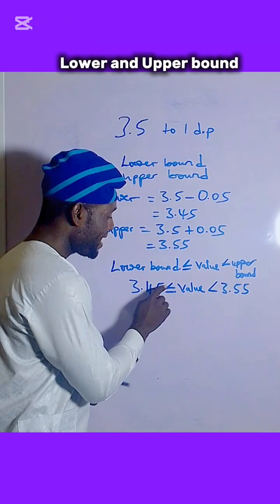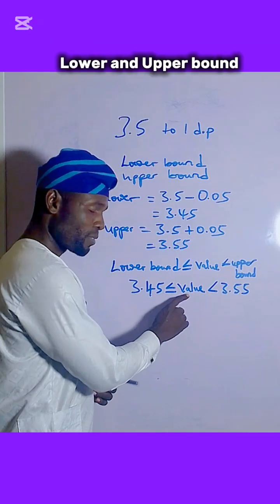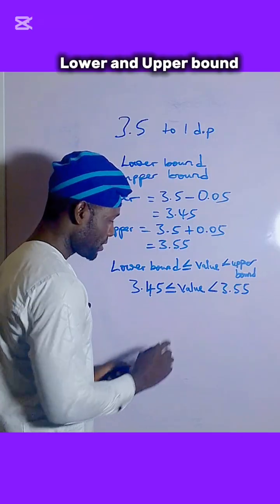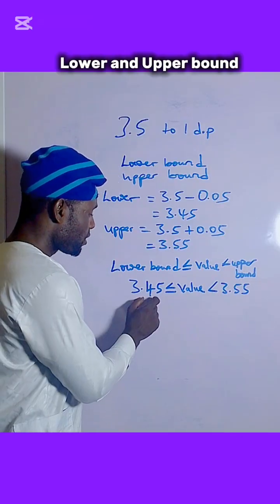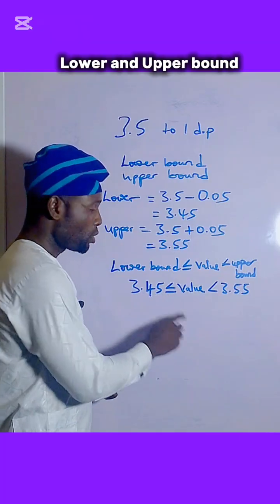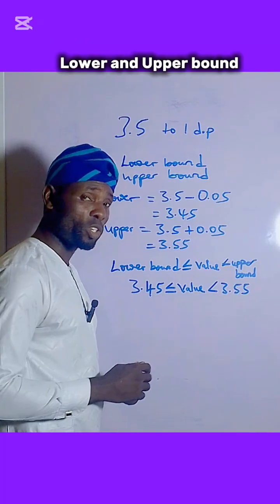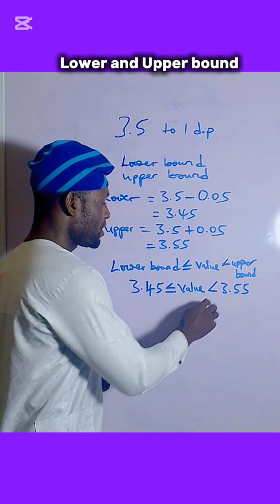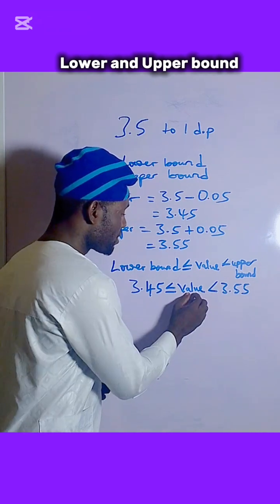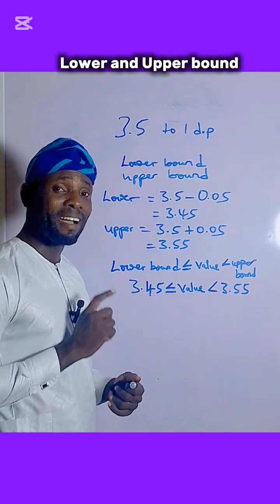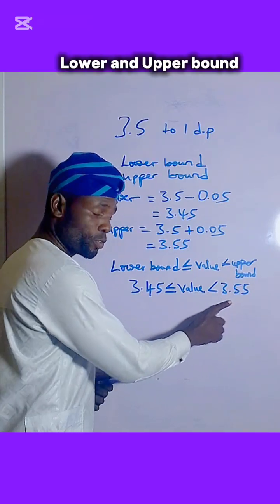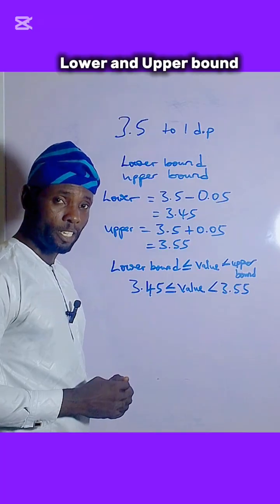I want you to notice something. Here we are having less than or equal to the real value, and the real value less than, just less than. You discover that the lower bound is inclusive. That is why we are having less than or equal to. But the upper bound is not inclusive. Why? If we put less than or equal to, the real value can change to be another value. That is why the upper bound is not inclusive, but the lower bound is inclusive.